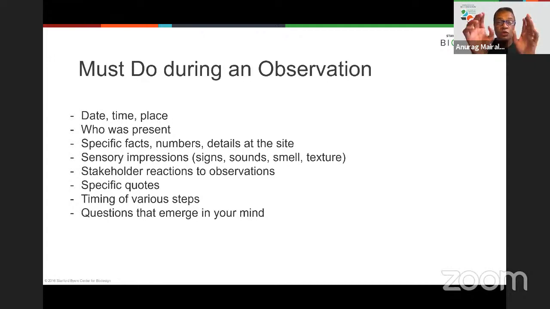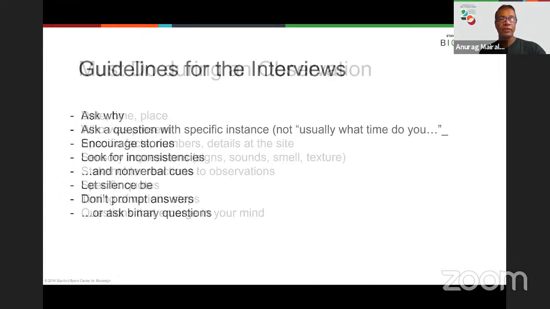Specific quotes are very, very valuable. When people say something, there's so much value in it. You write that down. You're not interviewing them, but they're saying something in the course of an observation. Write that down. Timing of various steps could be an interesting way of articulating the gap, and the questions that emerge in your mind. You don't ask them that. You're not doing interviews, you're doing observation. But if a question comes up, you should make a note of it.